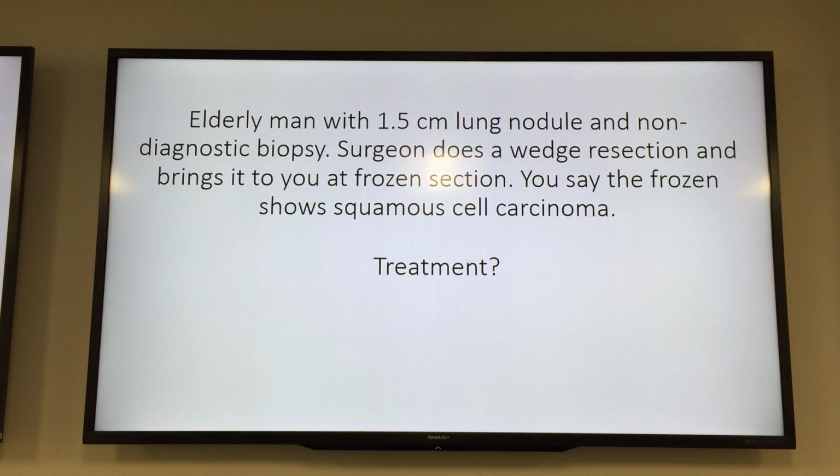Elderly man, 1.5 centimeter lung nodule, non-diagnostic biopsy, wedge resection. This time it's squamous cell carcinoma. What's the treatment? What should he do? Completion lobectomy, right? So the next thing you should remember, it doesn't matter whether it's adenocarcinoma or squamous at frozen section. Later it matters, but not at frozen. They just want to know malignant or not. You could say non-small cell carcinoma, that would be enough. You could say carcinoma. You could say malignant. They need to take it out, right? Just tell them it's malignant.